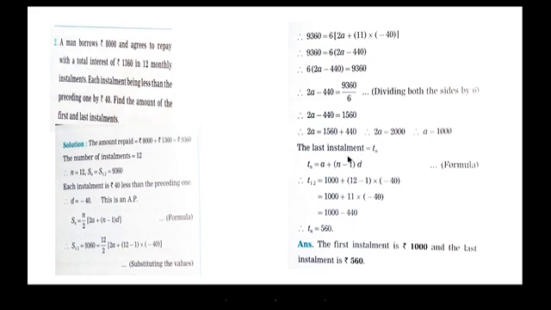Okay, so the last installment also we have to find. So the last installment is given by Tn. So Tn is equal to a plus n minus 1 into d. Now we know the value of a. So T12 will be 1000, because a is equal to 1000, plus 12 minus 1 into minus 40. That is 1000 plus 11 into minus 40. So 11 into minus 40 will give us minus 440. So on solving we get Tn is equal to 560. Okay, so the first installment is rupees 1000 and the last installment is rupees 560.